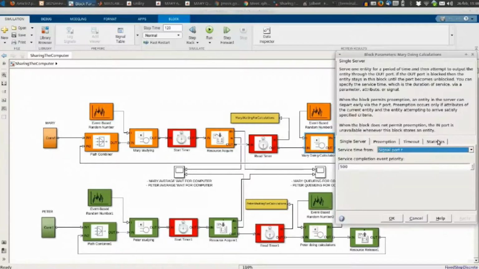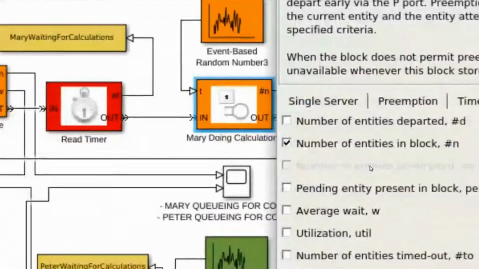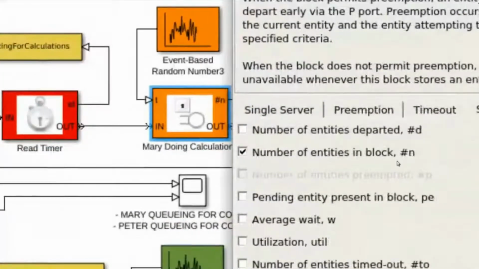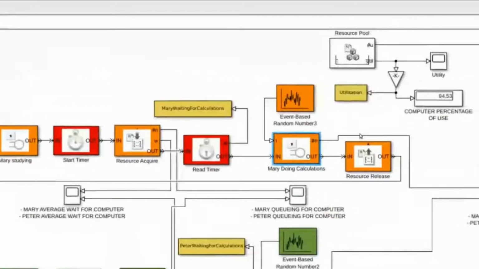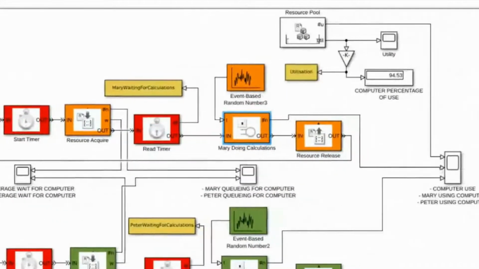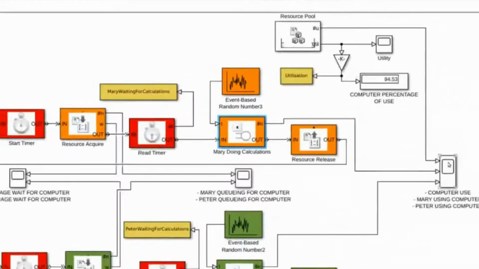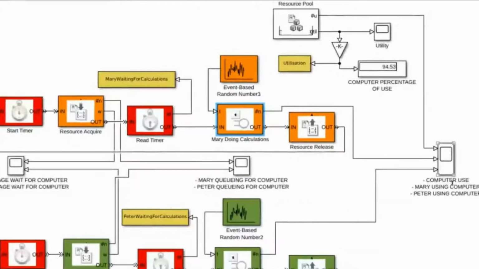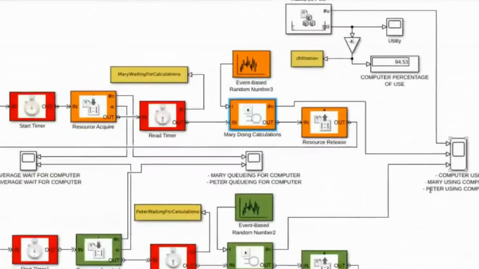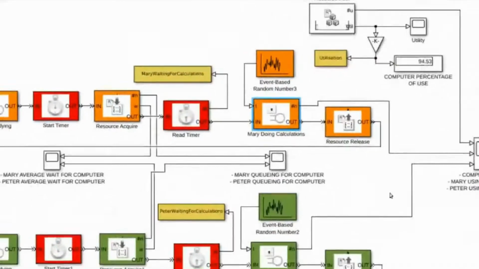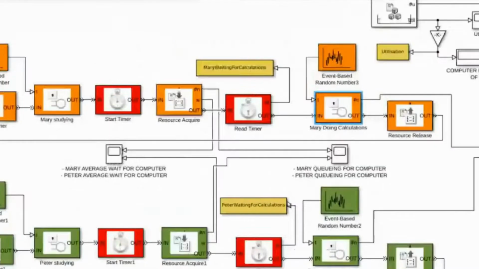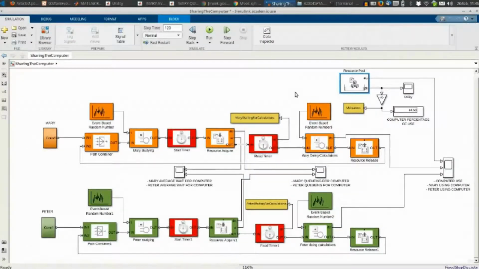Well, so now let's check the last statistic, Mary doing calculations. Here we have, for the statistics, the number of entities in block. That means that when you have a 1 in here, Mary is using the computer. That's why in this scope we have the computer use in here. We have Mary using the computer because Mary is in this block, and Peter using the computer because Peter is in this block.